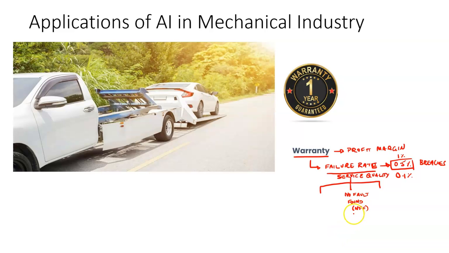This could be due to training or a case of fraud, an intentional fraud. The next one that I want to highlight is re-repair rate. This is also an element of service quality. A car comes up for repair. A part is replaced. After a while, some other part undergoes a failure and the car breaks down.